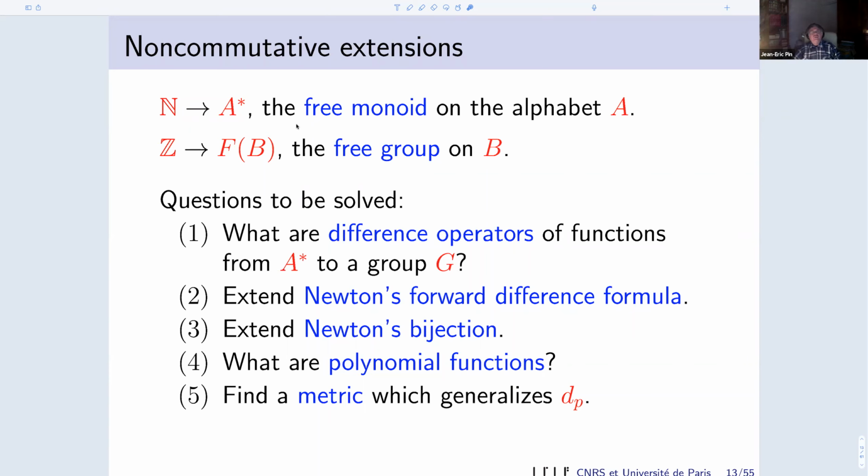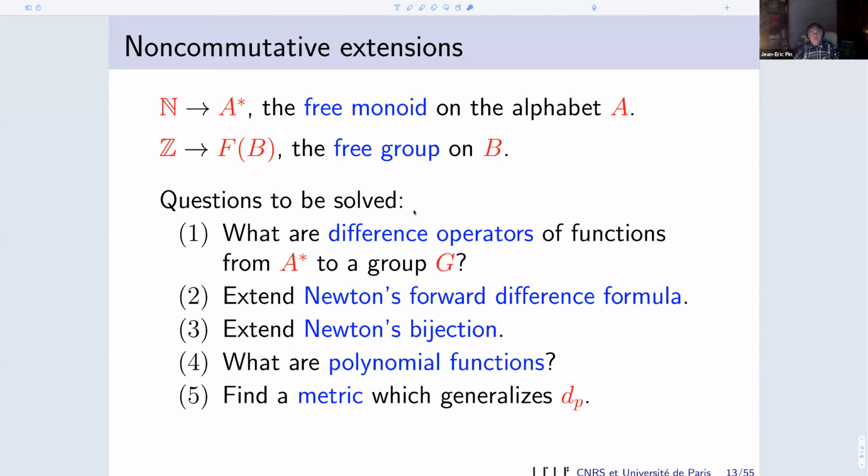So the natural extension of N is just to take the free monoid on some set, which I call an alphabet, A, and the notation is A star. I'm not sure you are all familiar with this. It's a standard notation in computer science, but this symbol star is overloaded in mathematics, but I will use it anyway. For Z, the natural non-commutative version is a free group on the set.